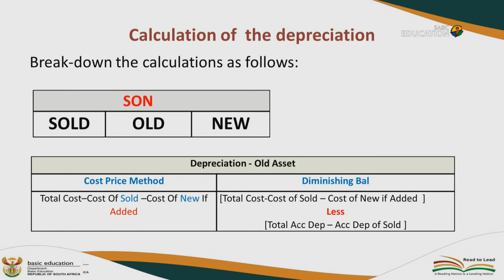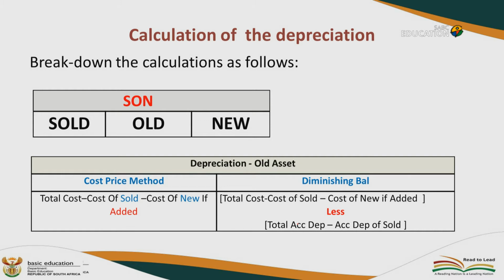Okay, I want us to look now, because this is the most tricky part. Calculating your depreciation when you're using the asset that has been disposed of or the new asset is very easy. But this is the most complicated part, the asset that is going to remain in the business. Let us see how you can calculate it when you are using the cost price method.